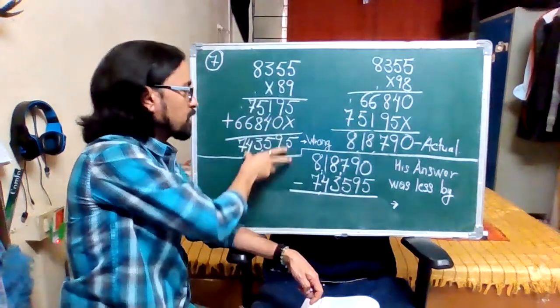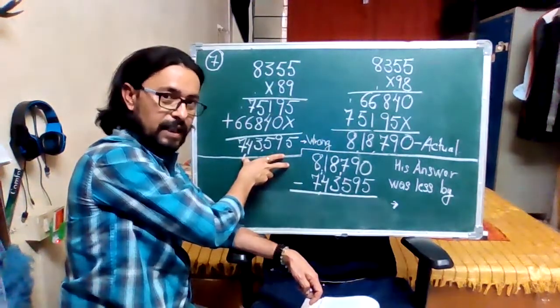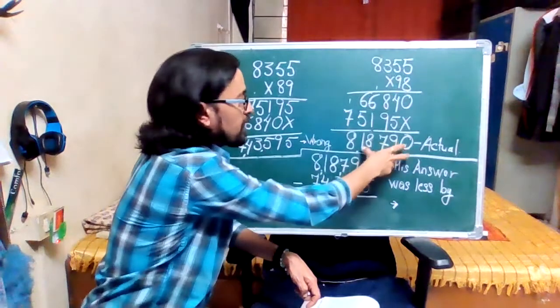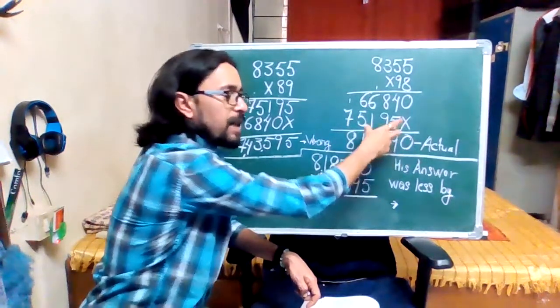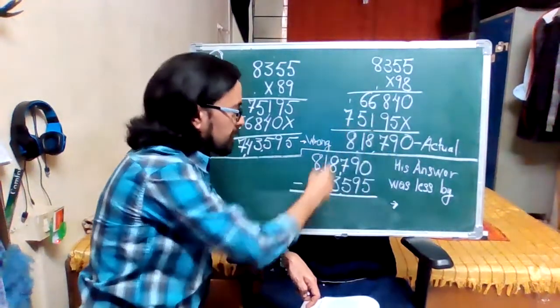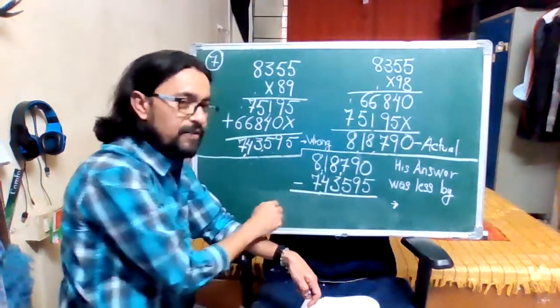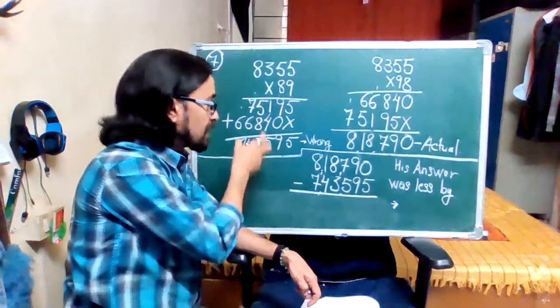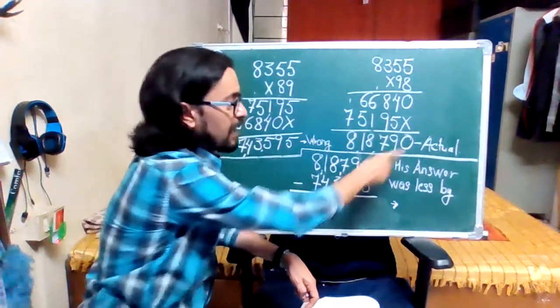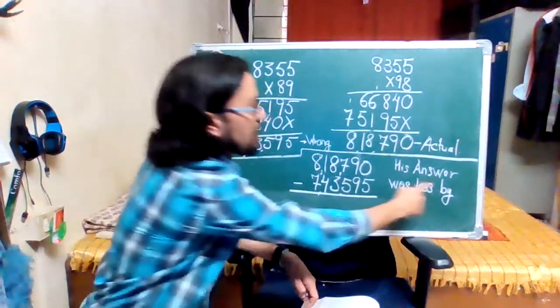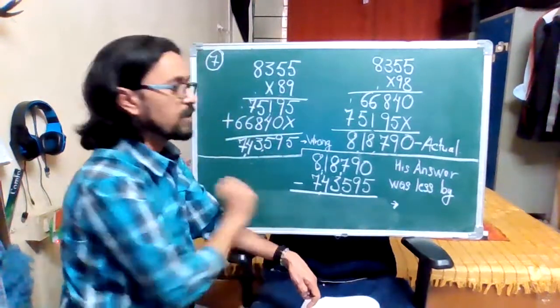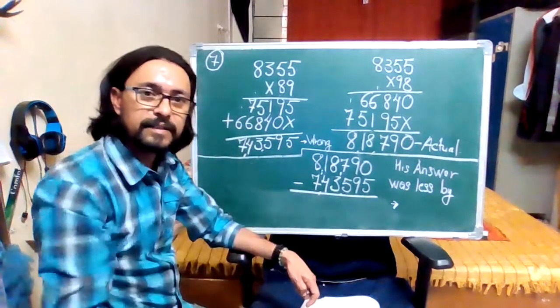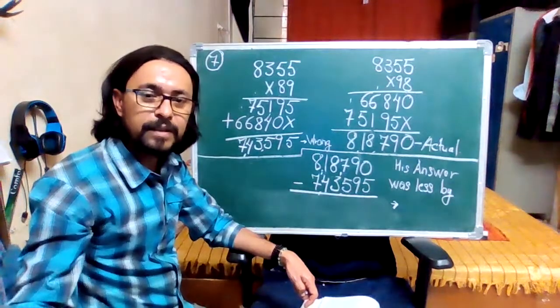So I find out what is his answer when multiplied by 89. Then what should have been the answer had he multiplied it correctly by 98? And then the difference between these two numbers gives me the answer as to how much is his answer less than the actual answer. But this last statement has to be written at the end after leaving a line. And this is the solution to sum number 7.